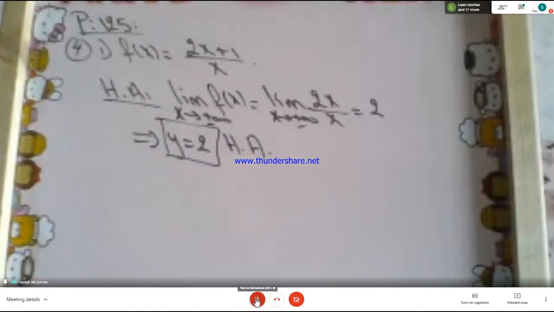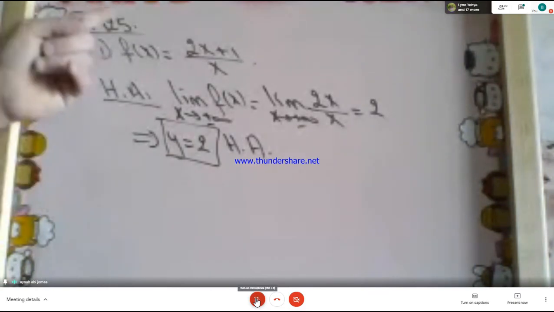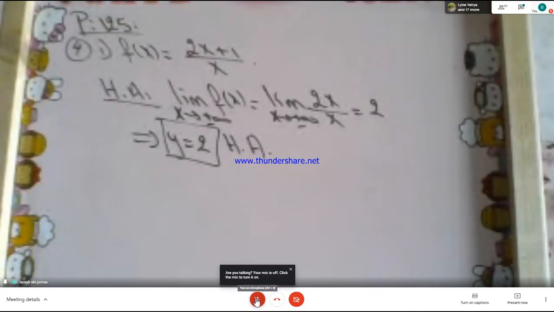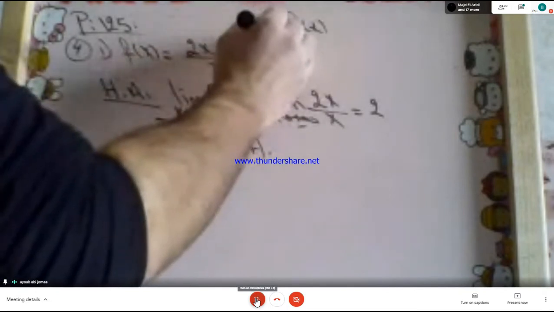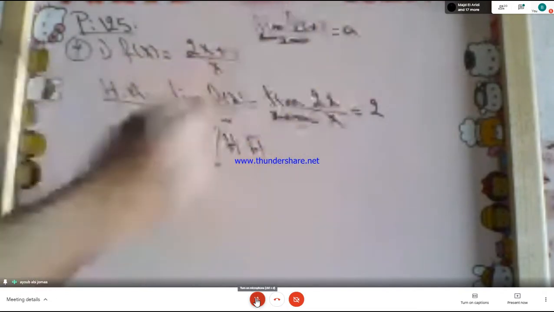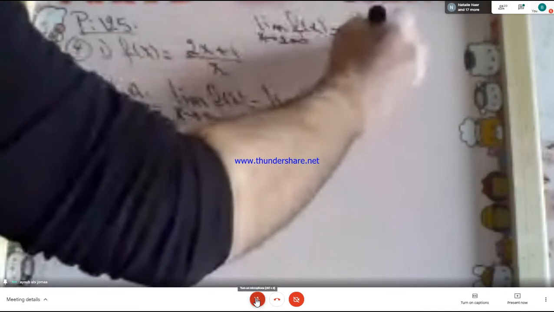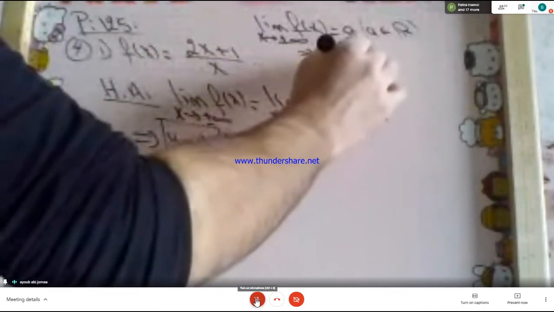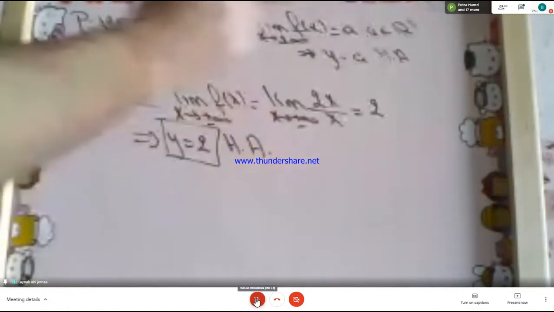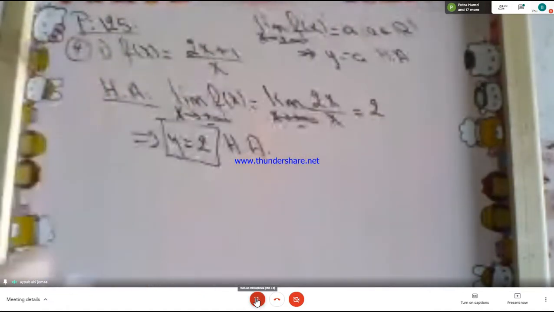Because here we said, if the limit at infinity, whether positive or negative infinity, is equal to a certain number, where a is a real number, then y equal a is the horizontal asymptote. The line of equation y equal a is a horizontal asymptote.